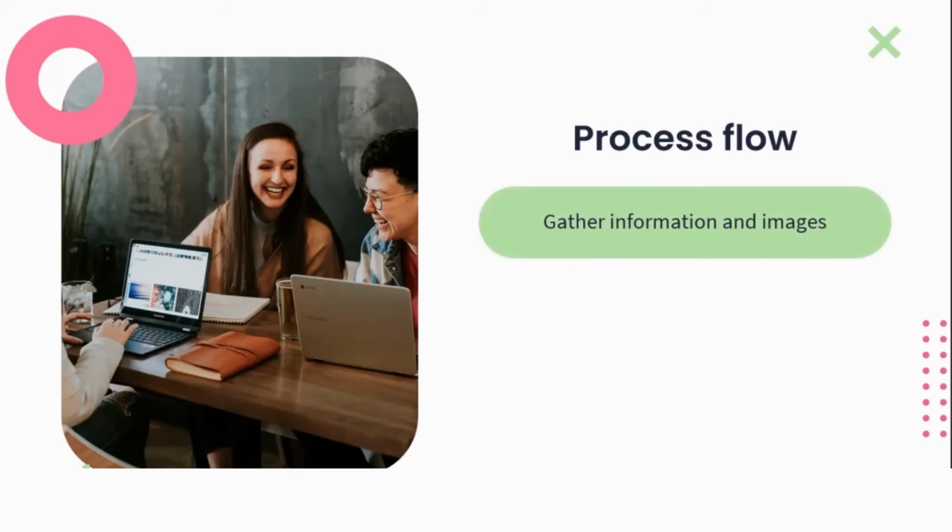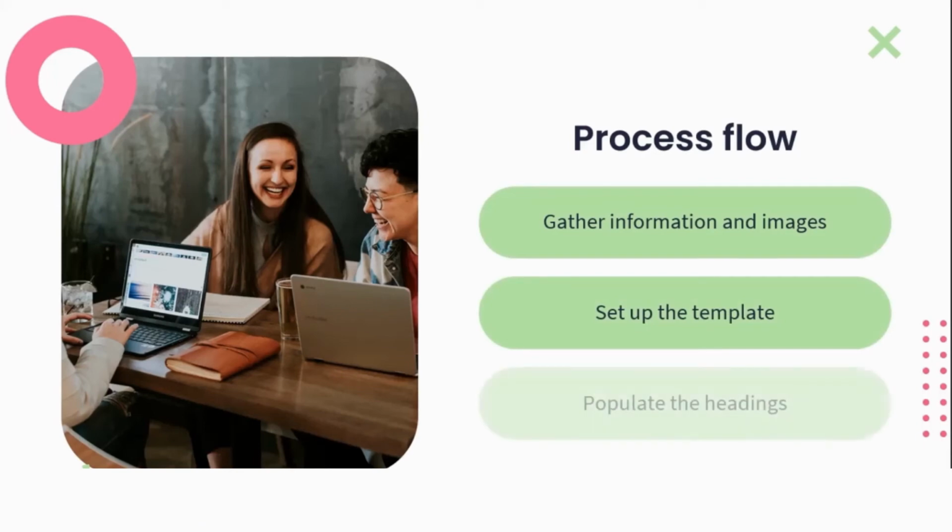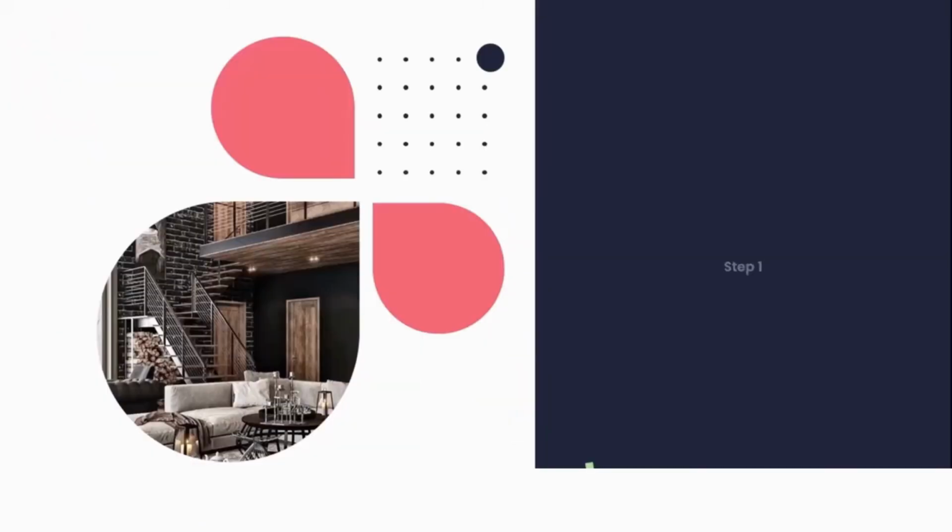I'm going to start you off by showing you my process flow for creating a specification or finishing schedule. So firstly, I start off by gathering my information and images. I then set up my template, and like I told you before, the primary tool I use for this is Excel. And then from there, I populate the document. I populate the headings on my template. Let's break that up as we start off by showing you what step 1 looks like.